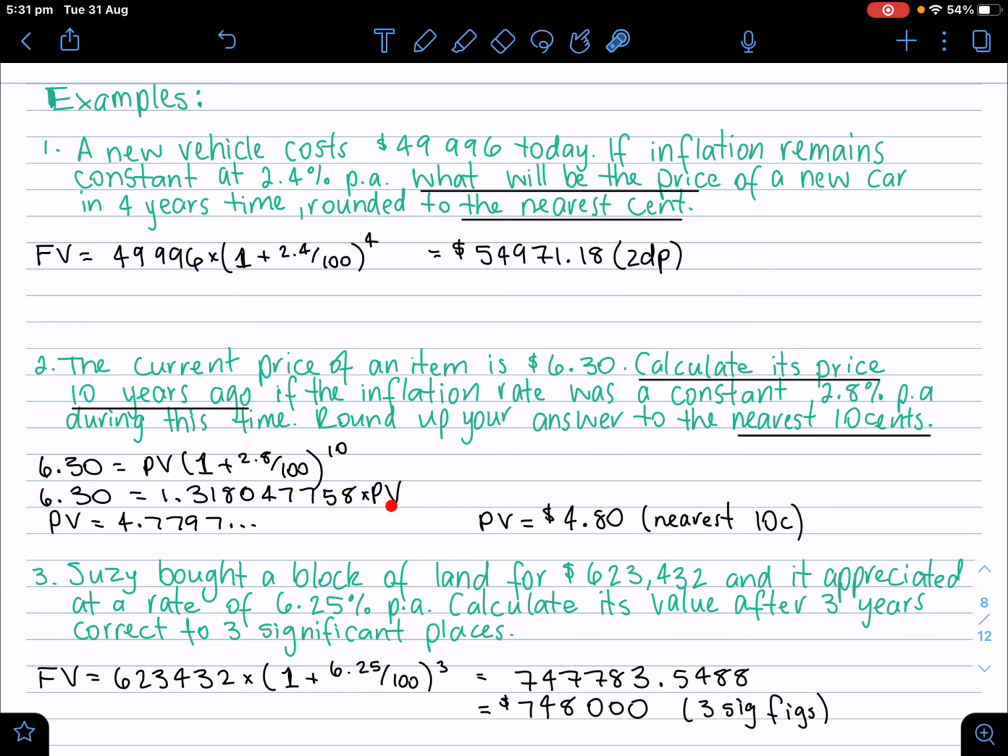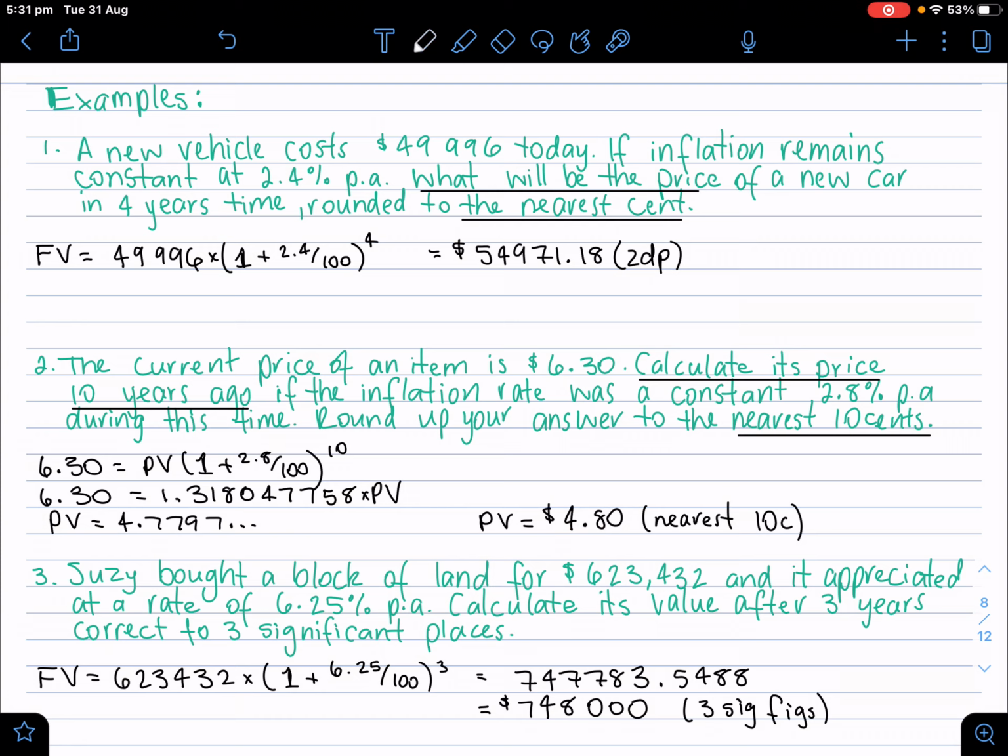And how do I get present value by itself? Well, I divide both sides by this number. And I get the present value is that. Now it says to round up to the nearest 10 cents. So 779 becomes 80 cents. $4.80 to the nearest 10 cents. Let's go on to the last example.